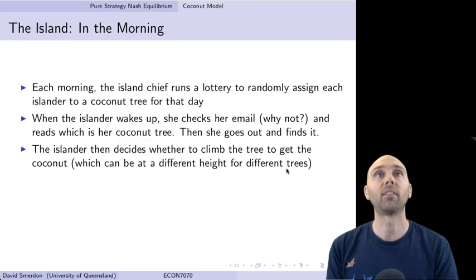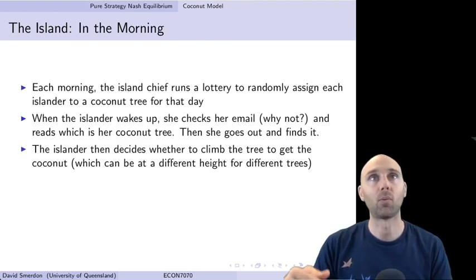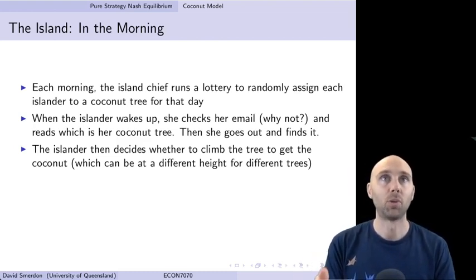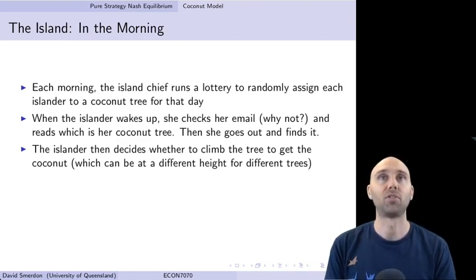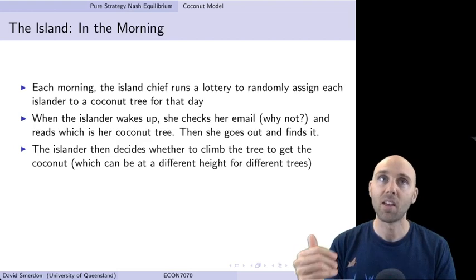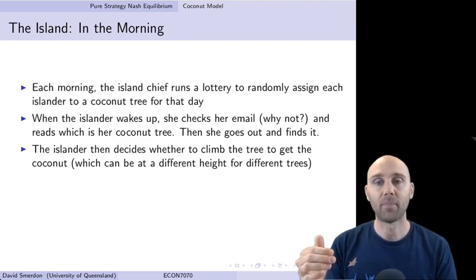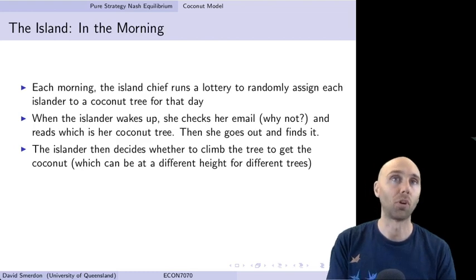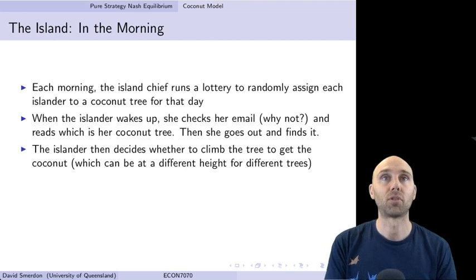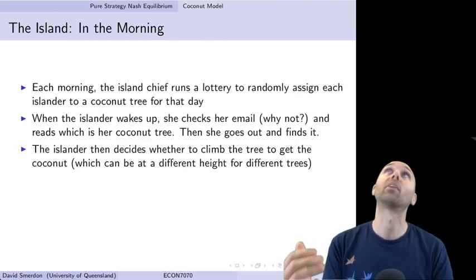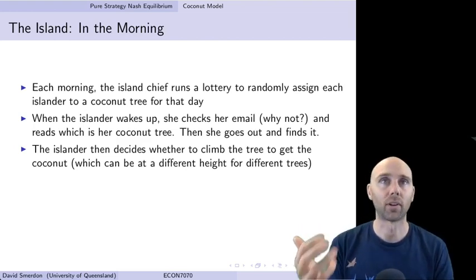Now, each morning, the island chief runs a lottery where he randomly assigns islanders to a coconut tree for that day. So when you wake up in the morning, you check your email on the island and you read, okay, today tree number 17 is my coconut tree. You go out and find it, and then your decision is, should I climb the tree or not? You see where the coconut is and you make a decision. Should I climb it or not?